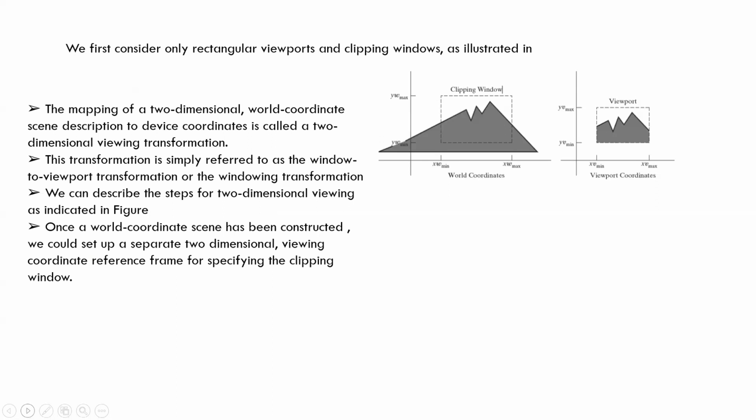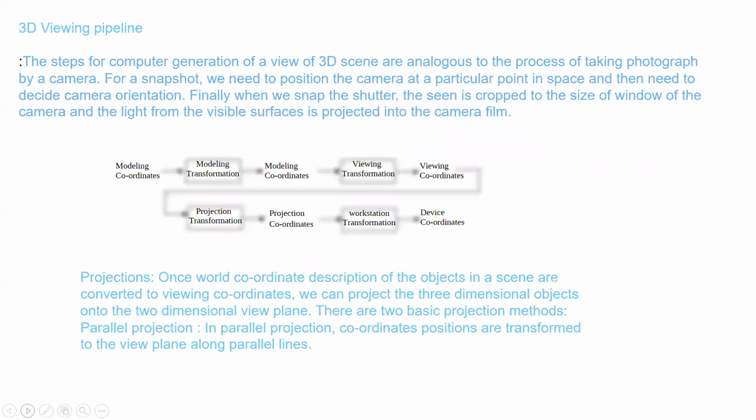Once the world coordinate scene has been constructed, we could set up a separate two-dimensional viewing coordinate reference frame for specifying the clipping window. So once we know about the 2D viewing pipeline, now we'll go to the 3D viewing pipeline.